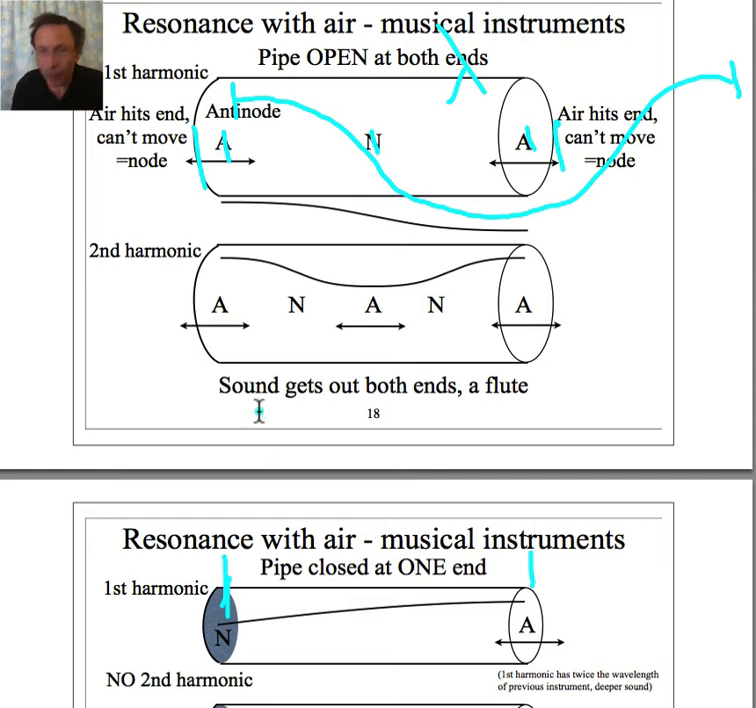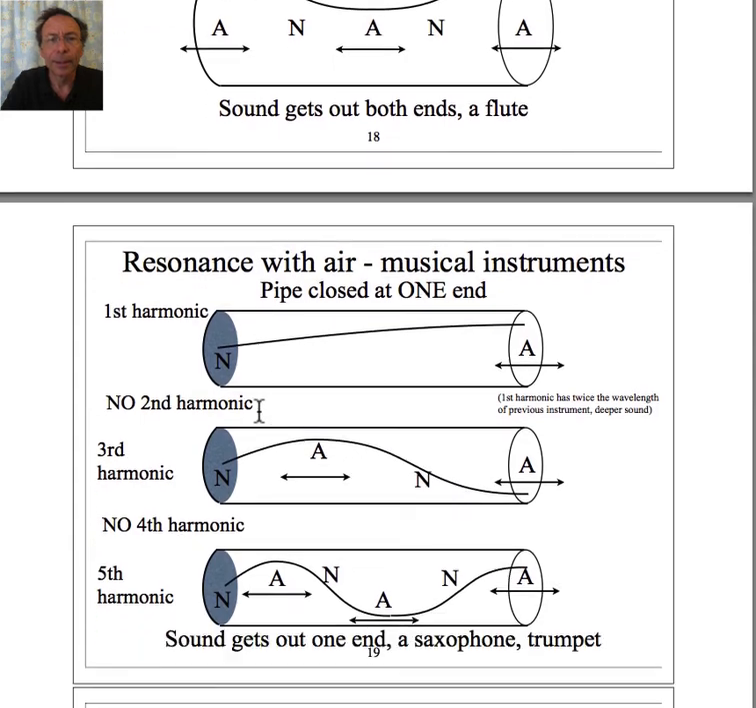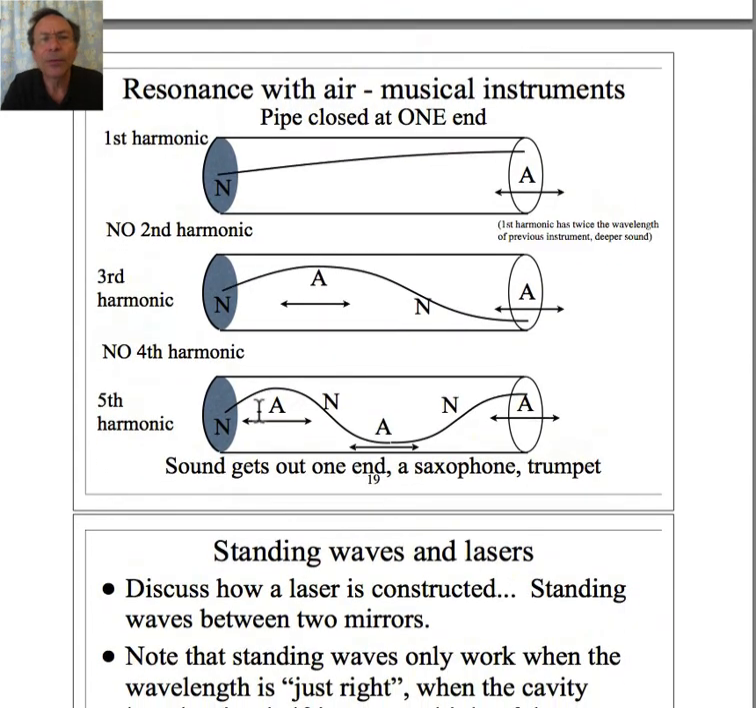On the other hand, there's some funny things about saxophones. They have a very special, very unique sound, and that's because when you play, you cannot have a second harmonic. You see, there's no way to put two half waves in here. The next harmonic that's possible is the third harmonic. And then there's no fourth harmonic. And then the next one after that that's possible is the fifth harmonic.